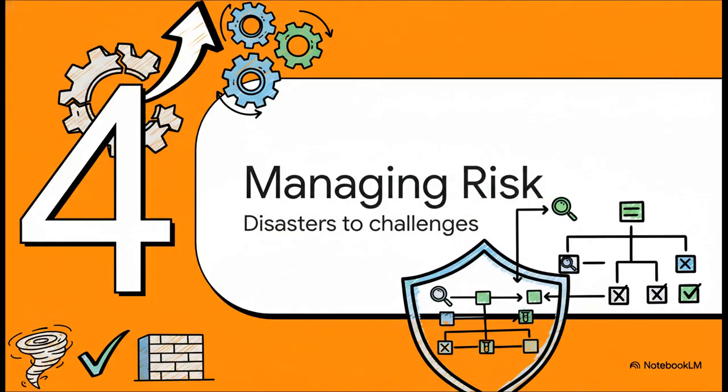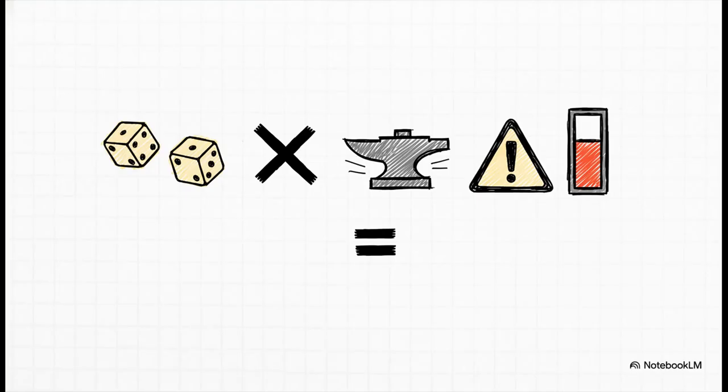All right, now for a topic that can feel a bit negative, but it's honestly one of the most professional things a team can do: managing risk. This isn't about being a pessimist. It's about proactively turning potential disasters into challenges you're actually prepared for. And it all boils down to this simple but incredibly powerful formula.